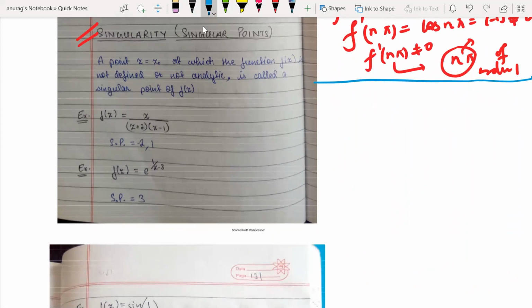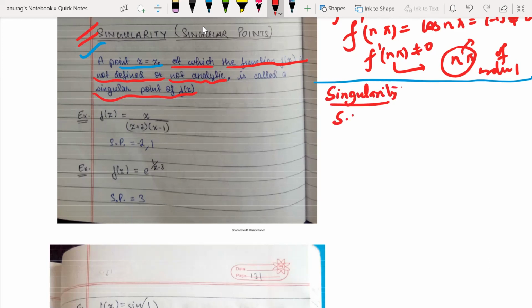Singularity means the point where the function is not defined. A point f(z) equal to z naught at which the function f(z) is not defined or not analytic. If it is not defined, then obviously it will not be analytic. It's called a singular point of f(z). So a singular point is also called a singularity.